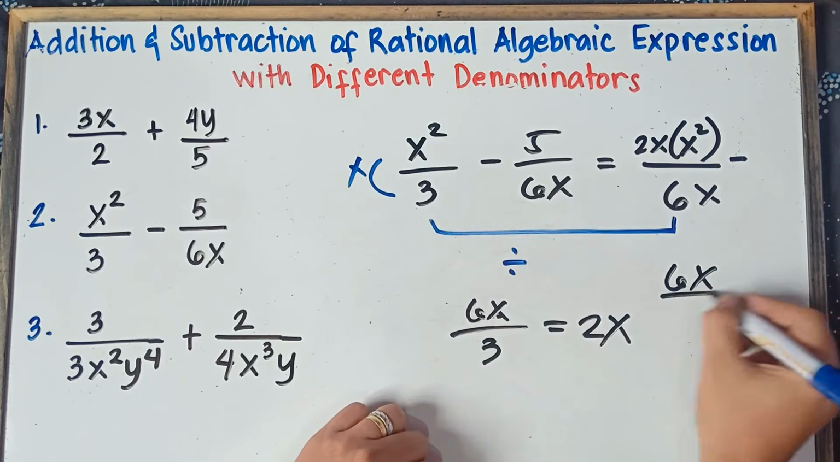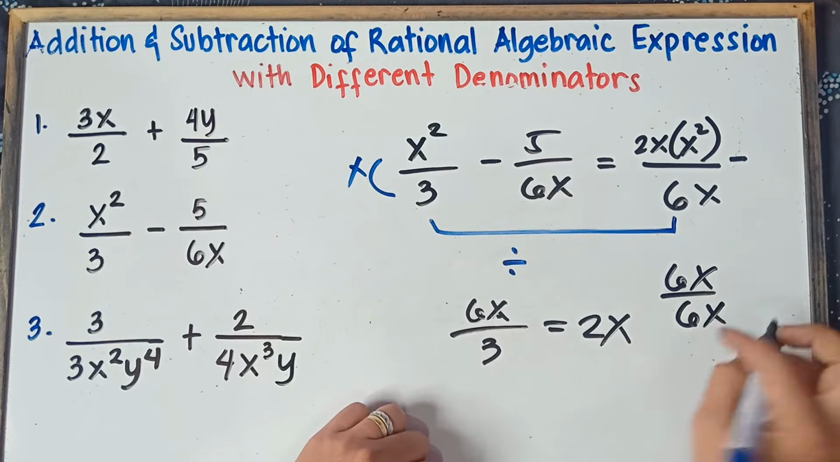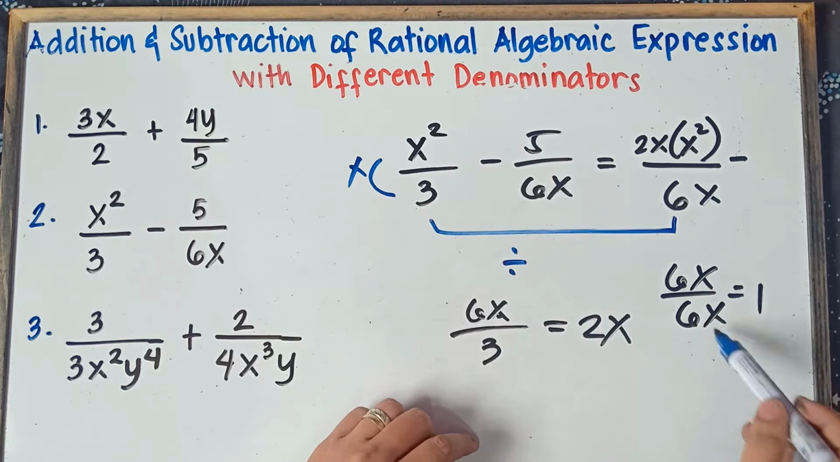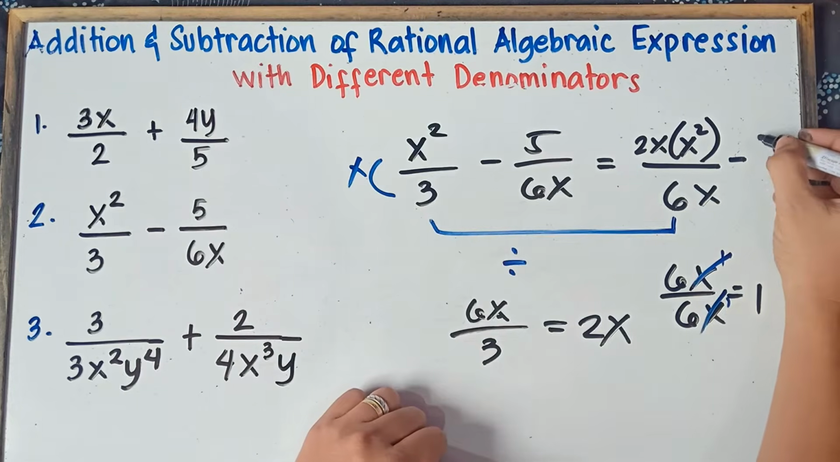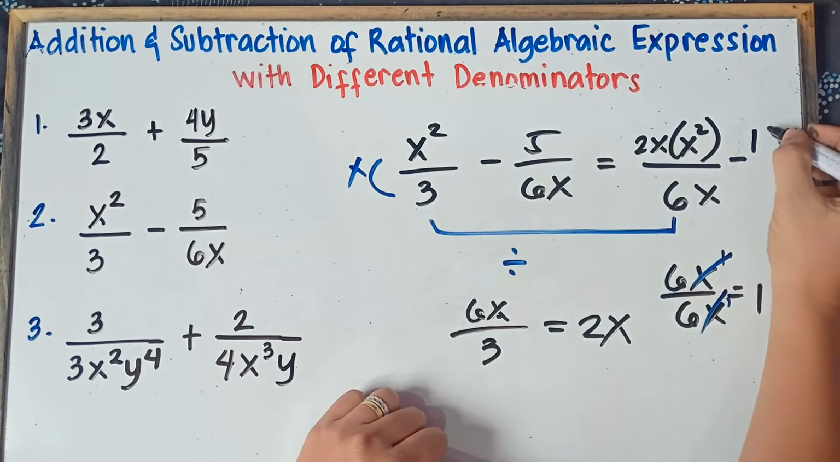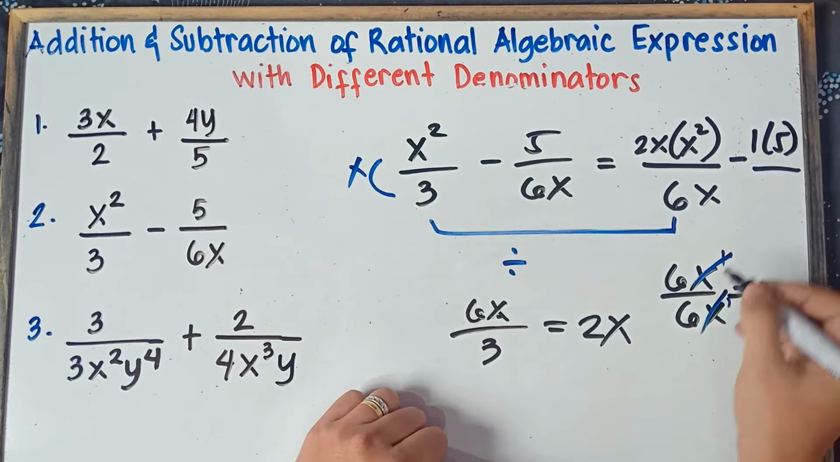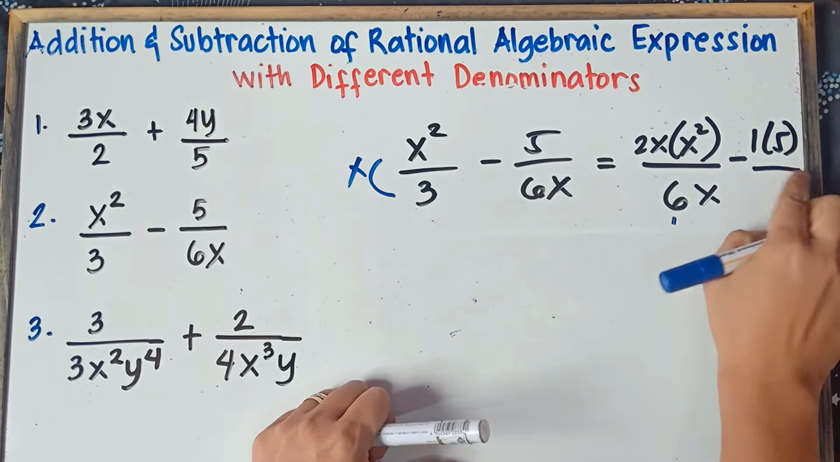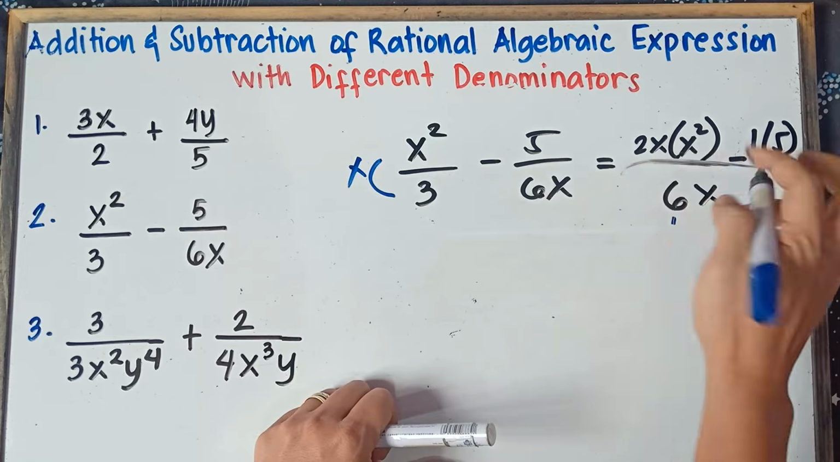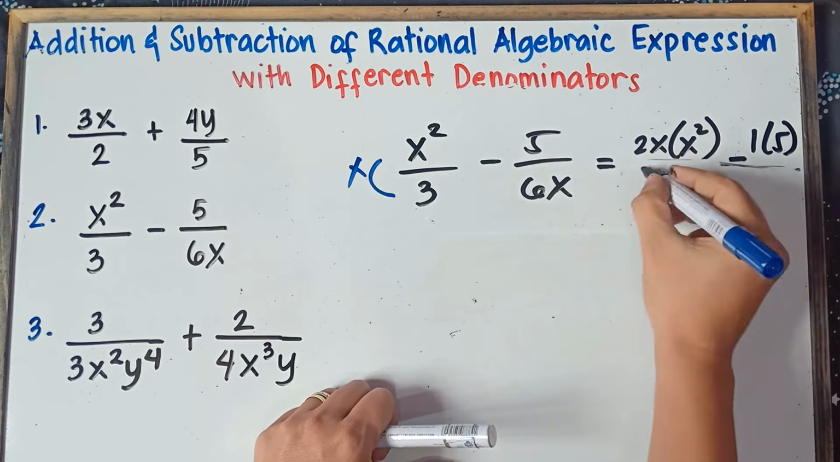So 6x divided by 6x. 6 divided by 6 is 1. Cancel x, same letter and same exponent for the letter. Simply cancel x. So this will be 1 times the numerator times 5 over 6x. So this is 6x for our LCD. Once again, our LCD would be 6x.